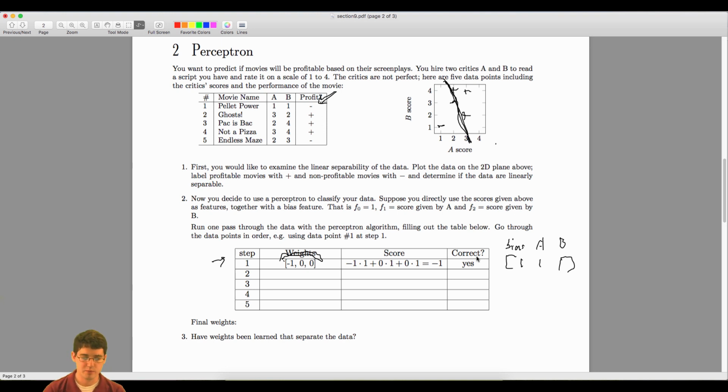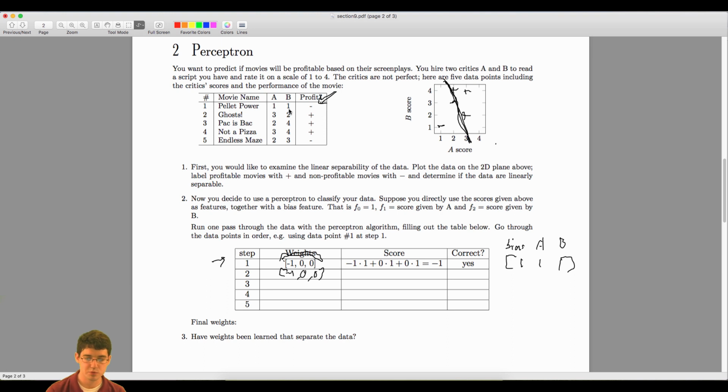For the Perceptron algorithm, when we have a correct classification, we're not going to change the weight vector. So we're just going to write here that the weight vector is going to be the exact same, -1, 0, 0. So that's the step of the perceptron algorithm. We saw what the classification would be, and in this case, we didn't have to make an adjustment at all. All right, so now for step 2, we'll move on to the second point.